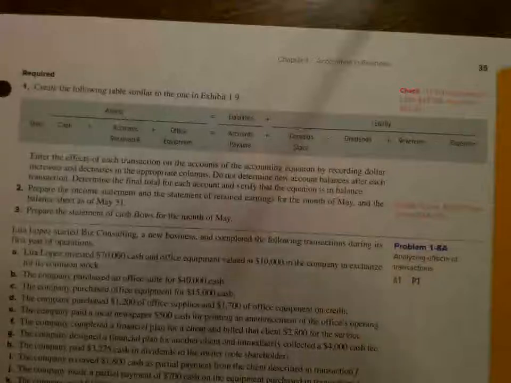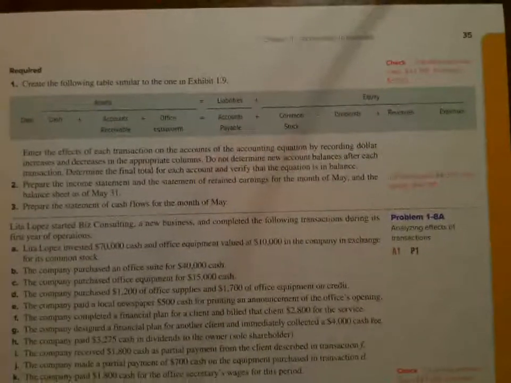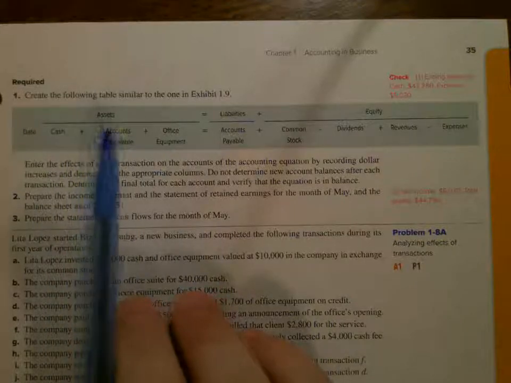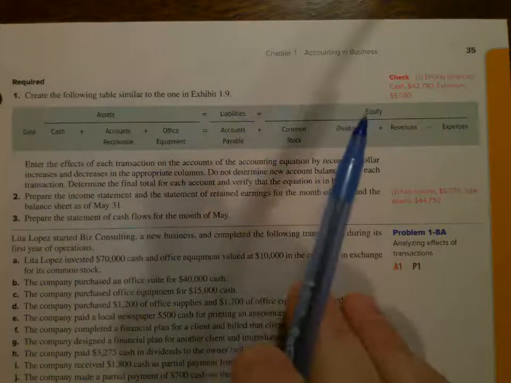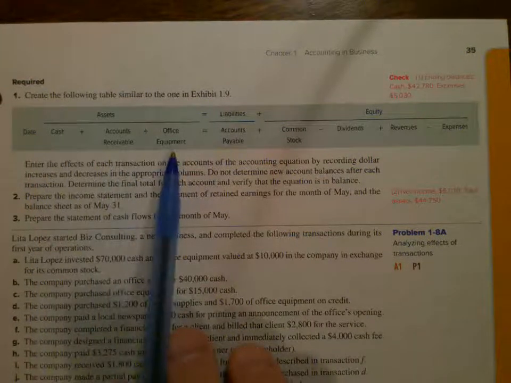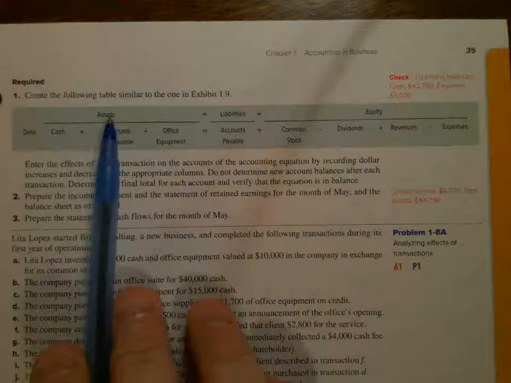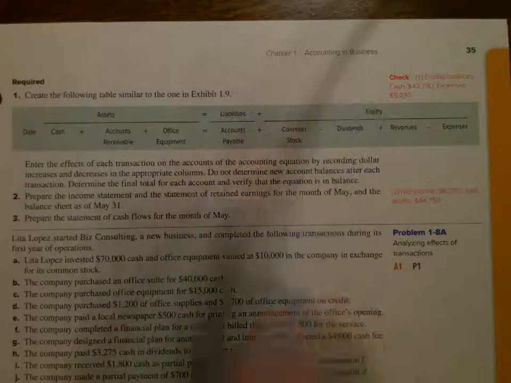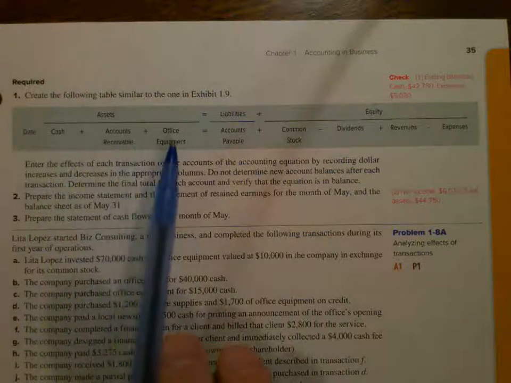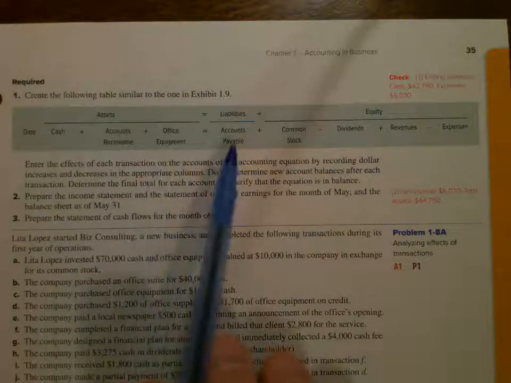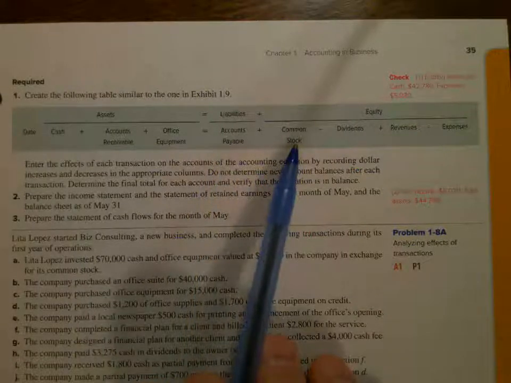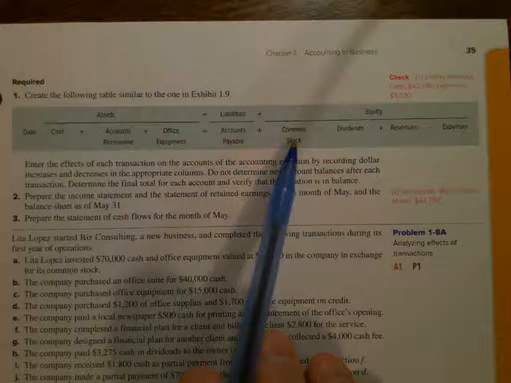All right. When we look at a transaction analysis problem, essentially you're looking at the accounting equation. You've got assets, liabilities, and equity. You've got your cash, accounts receivable, and office equipment. So you have your elements, assets, liabilities, equity, and then underneath that, you have the accounts: cash, accounts receivable, and office equipment. Over here, accounts payable, or what they call trade payables. And then over here under equity, you've got your capital account, common stock.